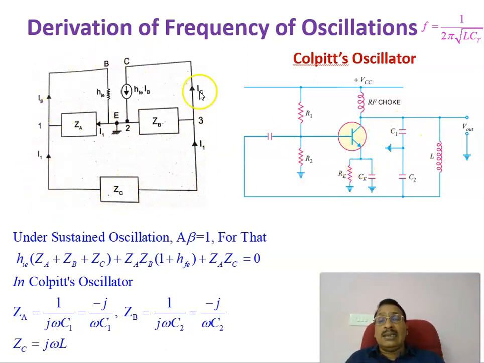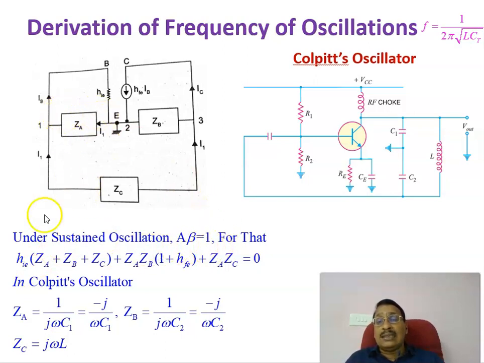The same thing is redrawn in another way, in which this portion represents the transistor equivalent circuit, and these are the feedback path impedances ZA, ZB, and ZC. In this generalized block diagram, to have sustained oscillation, as per the Barkhausen criterion, the product of the gain of the amplifier and the feedback factor, A into beta, should be equal to unity. I am not going to derive that condition; just take this equation as such, to get A beta equal to 1.